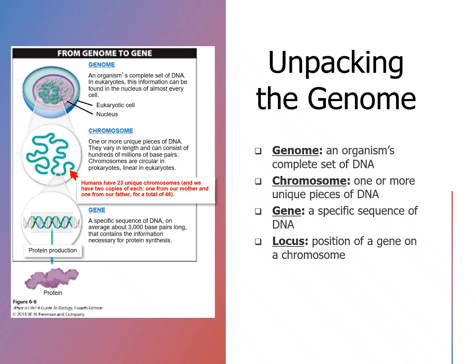When we get to the term gene, these are specific sequences of DNA. This would be like a page within a chapter, because there's multiple pages that make up a chapter, so we have multiple genes on our chromosomes. And then the locus is going to be the page number, so it is the position of a gene on the chromosome. So it is that specific page number that page is on within the chapter, within the book.